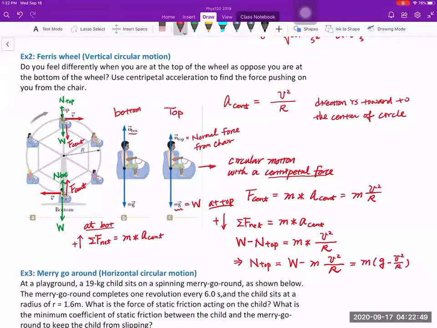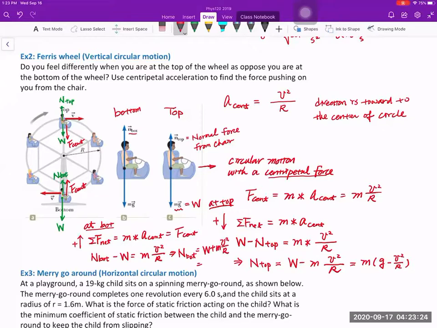And that's the centripetal force. This is F of cent. And what's the net force? Well, the net force going up is positive, so the N bottom minus W equals mv squared over R. How I feel is the normal force. So my N bottom equals W plus mv squared over R.